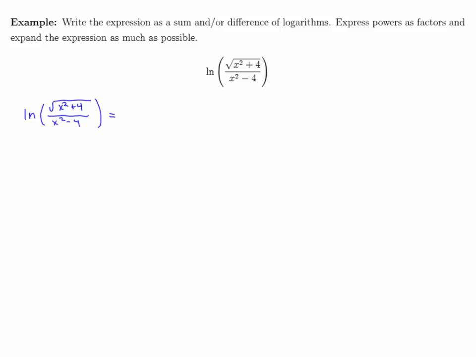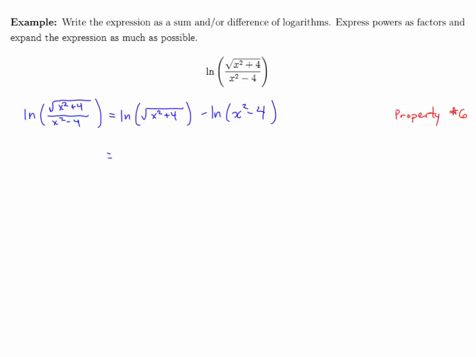All right, now the first thing we want to do: we have a quotient as that main operation there. So we have division as our main operation. So we're going to turn this into the natural log of that numerator, which is the square root of x squared plus 4, minus the natural log of x squared minus 4. And if you're going back to those properties that we were looking at, that's property number 6 that we used there. Okay, so we've got that split into a difference now.